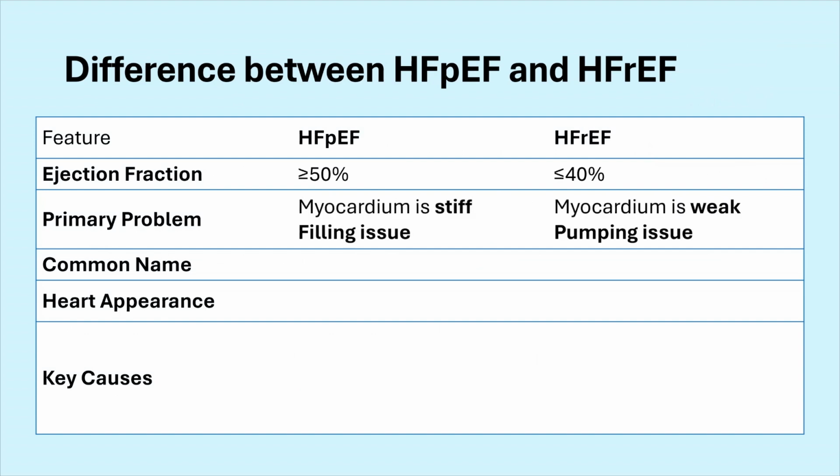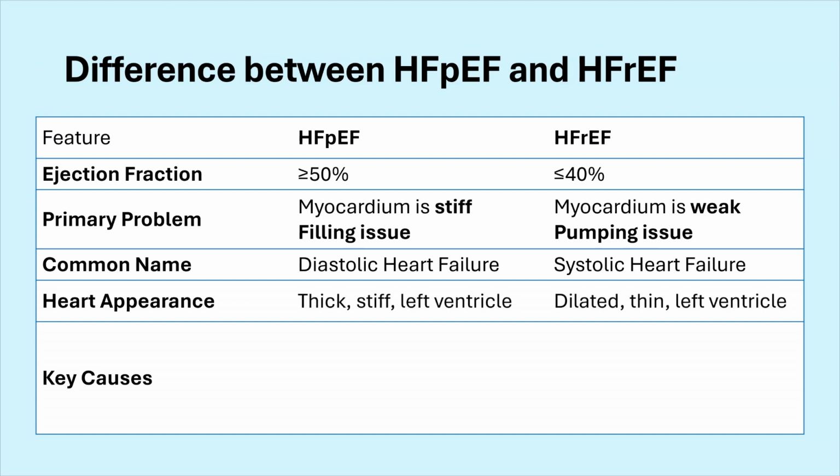The primary problem in HFpEF is that the myocardium has a stiff ventricle, so there's a difficulty in filling. Whereas in HFrEF, the myocardium is weak, so there's a pumping issue. The common names sometimes doctors use is diastolic heart failure for HFpEF and systolic heart failure for HFrEF. For HFpEF, the heart will have typically a thick, stiff left ventricle, whereas in HFrEF, the heart typically has a dilated, thin left ventricle. The causes are slightly different for HFpEF and HFrEF.